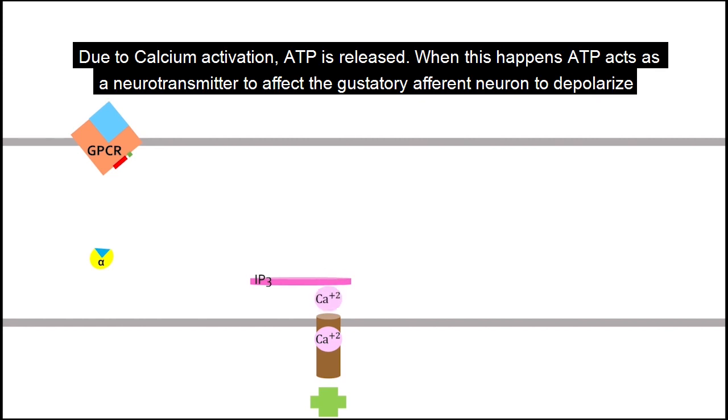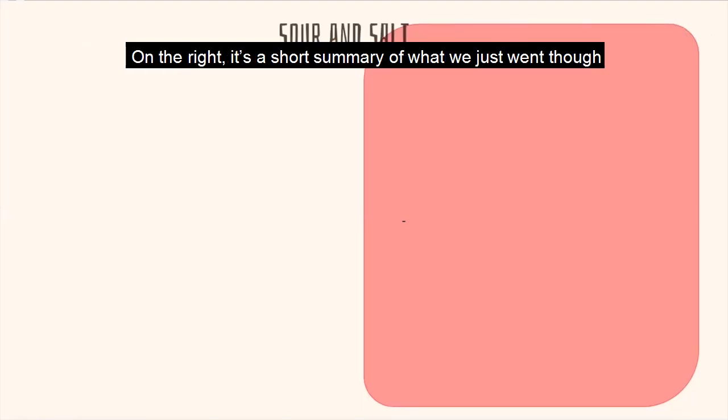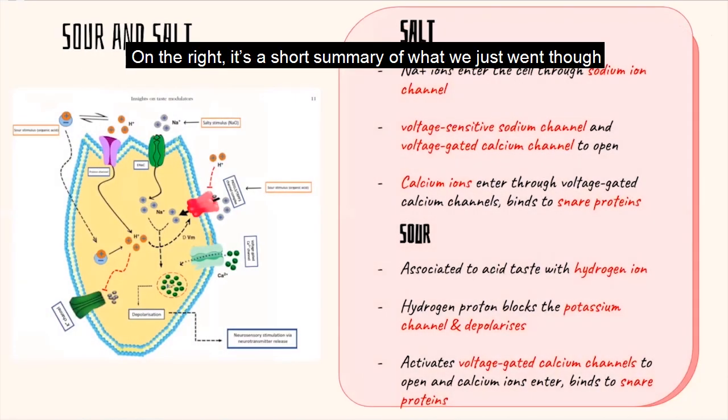Due to calcium activation, ATP is released. When this happens, ATP acts as a neurotransmitter to affect the gustatory afferent neuron to depolarize and send an action potential to the gustatory cortex of the brain so that you can know you're tasting something bitter, sweet, or umami. On the right is a summary of what we just went through.